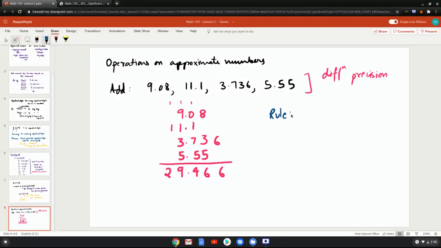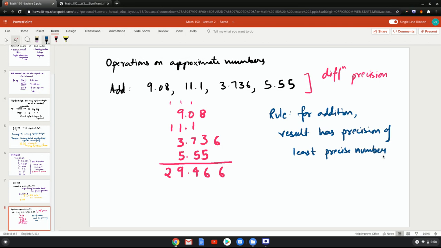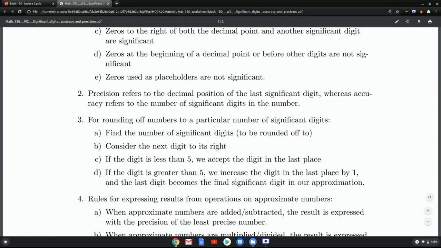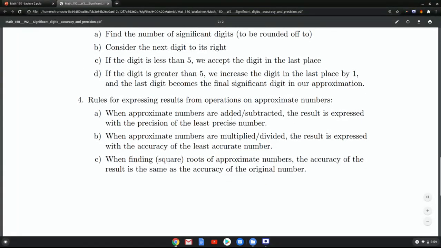Now we need a rule. The rule says that for addition, the result has the precision of the least precise number. Now the least precise number here is 11.1, which means this needs to be rounded here, which by our rule, by comparing the value 6, which is more than 5, becomes 29.5. That's going to be the result. So when you're adding approximate numbers, you got to be careful that the final result that you report has the precision of the least precise number that you added. Again, that's here in the rule. When approximate numbers are added or subtracted, the result has the precision of the least precise number.